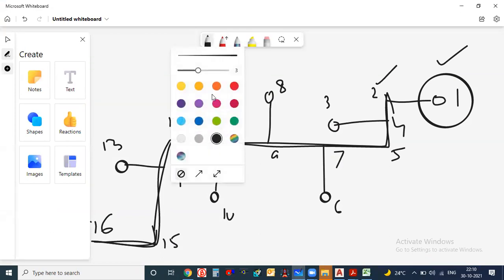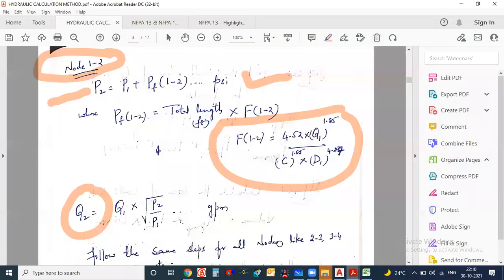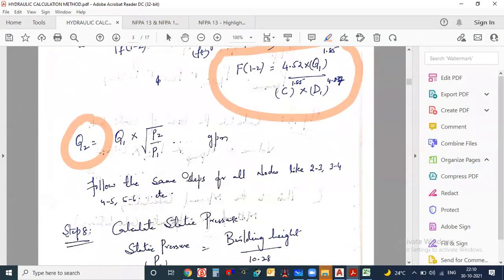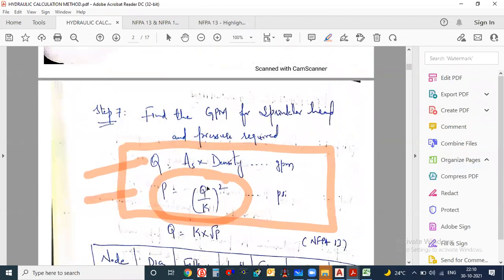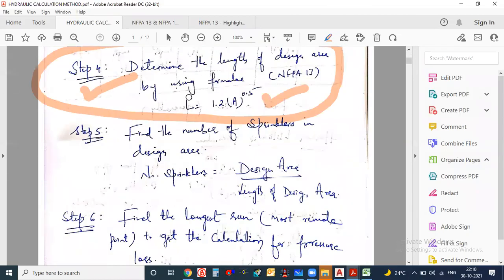In the same pattern, you have to calculate at each and every point. At each and every point, you have to calculate two things, pressure and flow. So once you come to the last point, that will be your maximum pressure and maximum flow. This will be your minimum pressure and minimum flow. So here also I have written the same thing. Follow the same steps for all nodes like 2 to 3, 3 to 4, whatever the nodes. So this is step number 7. We are just trying to understand the hydraulic calculation steps.